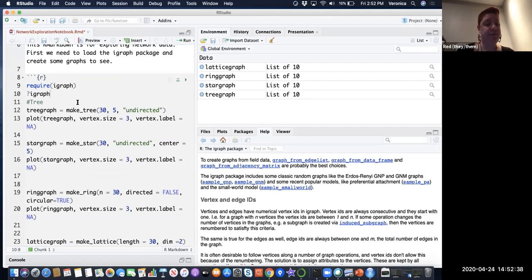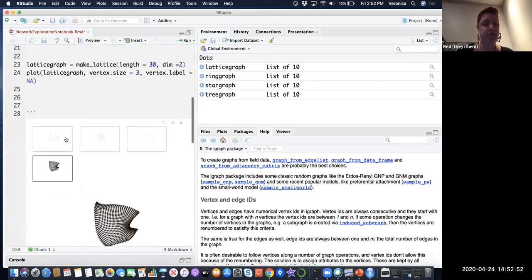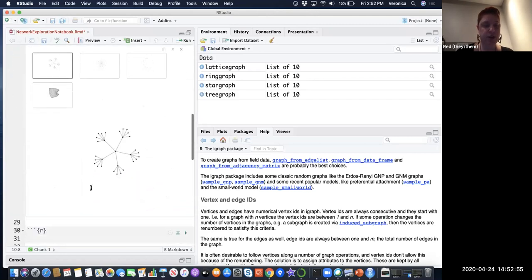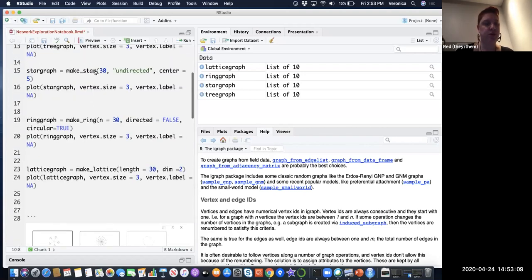So you can see a tree graph: you give it the number of vertices and then the number of secondary vertices, the five here. So 30 is the total number of vertices, and the secondary number is that secondary degree after that first star. For our star graph, I told it I wanted to put in 30 nodes, and that the center was number five.